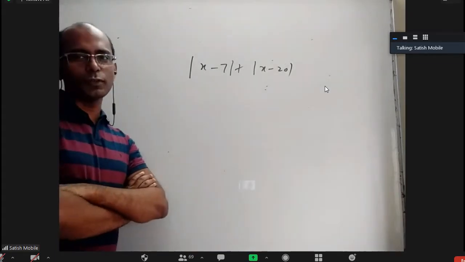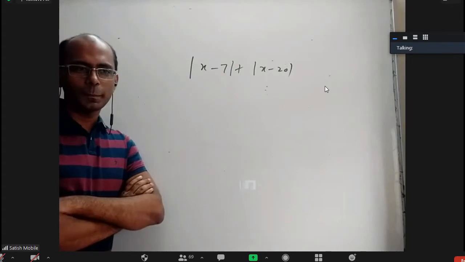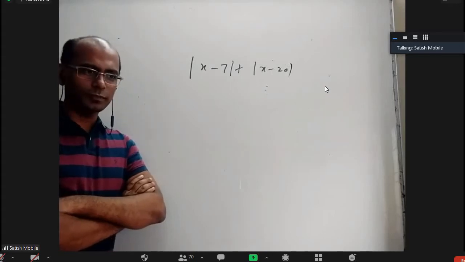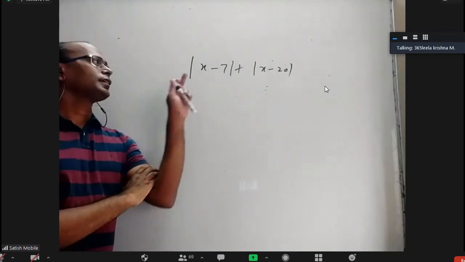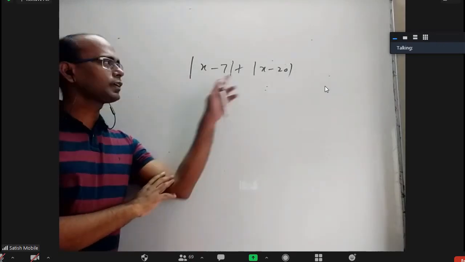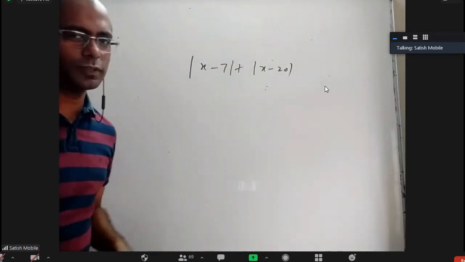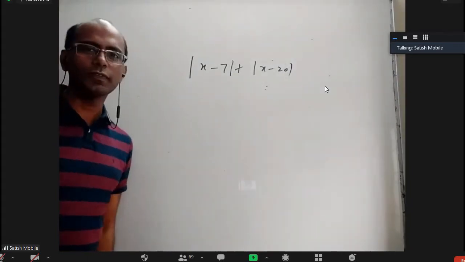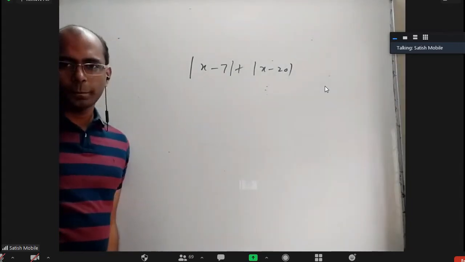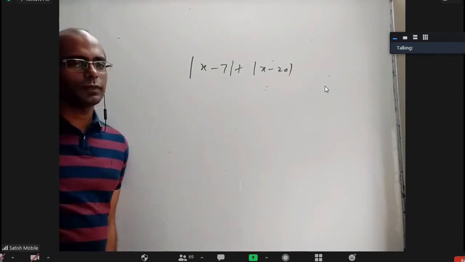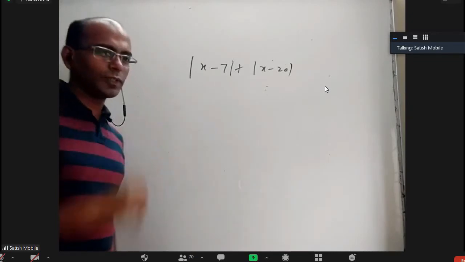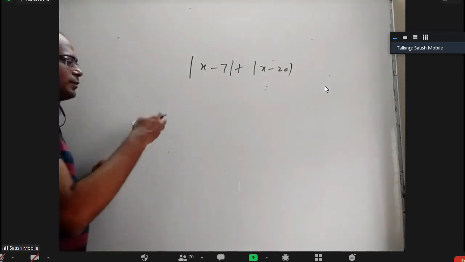What about if you put x equal to 8? 14 it will come. If you put x equal to 8, 8 minus 7 is 1, and 8 minus 20 is minus 12, so the mod will give plus 12, total 13. If you take 9, 13. Okay, we'll come to that. Answer is 13.